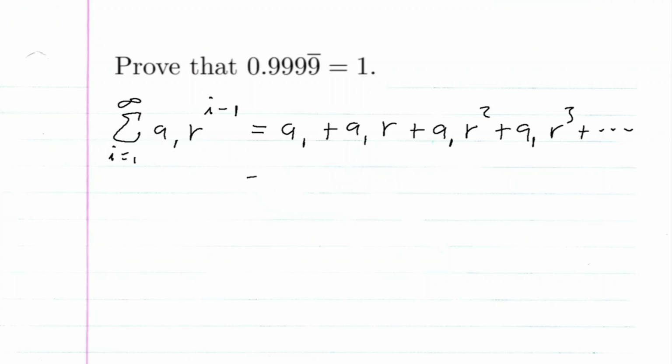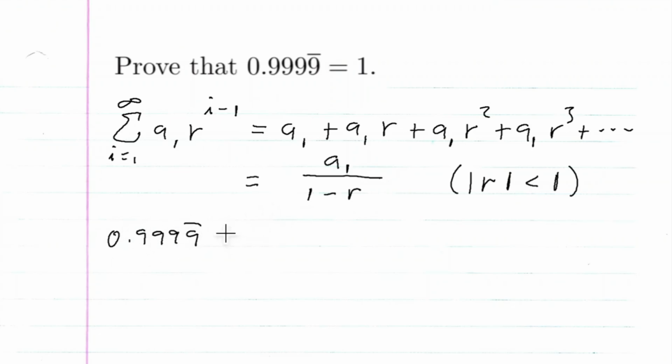And we know this infinite series is equal to a sub 1 over 1 minus r. But this is only true whenever we have the absolute value of r is less than 1. Okay? So this only happens when the absolute value of r is less than 1. So now let's investigate what this 0.99999 is, right?